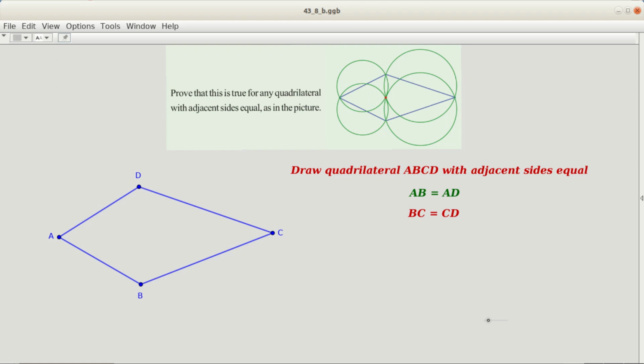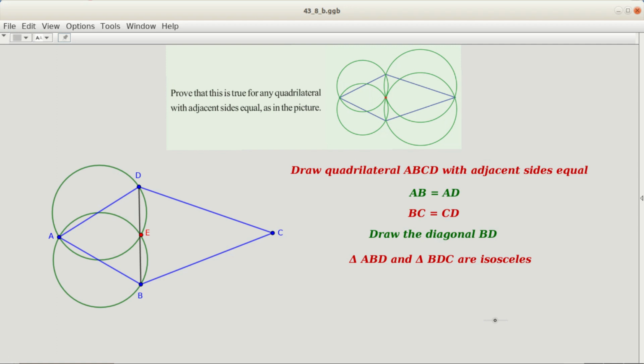Now, as in the previous question, draw the diagonal BD. The quadrilateral is divided into two isosceles triangles. Triangle ABD is isosceles, triangle BCD also isosceles. That means the circles drawn with AB and AD as diameters must pass through the midpoint of the side BD, that is E here.